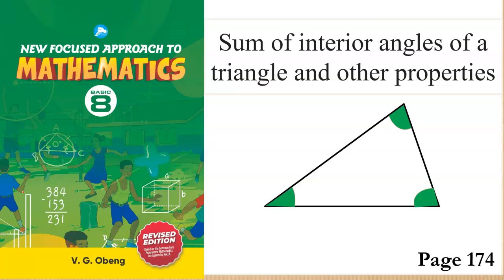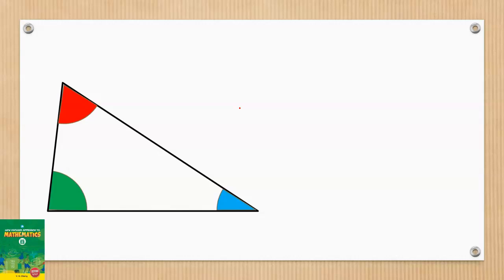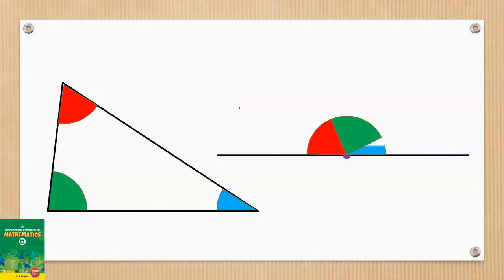In this video, we want to look at the sum of interior angles of a triangle and other properties. This lesson can be found on page 174. So, talk of interior angles of a triangle. What happens? We all know, obviously, that when we add all interior angles of a triangle, we get 180. That means all the interior angles can be arranged on a straight line, so you can see it from here, right?